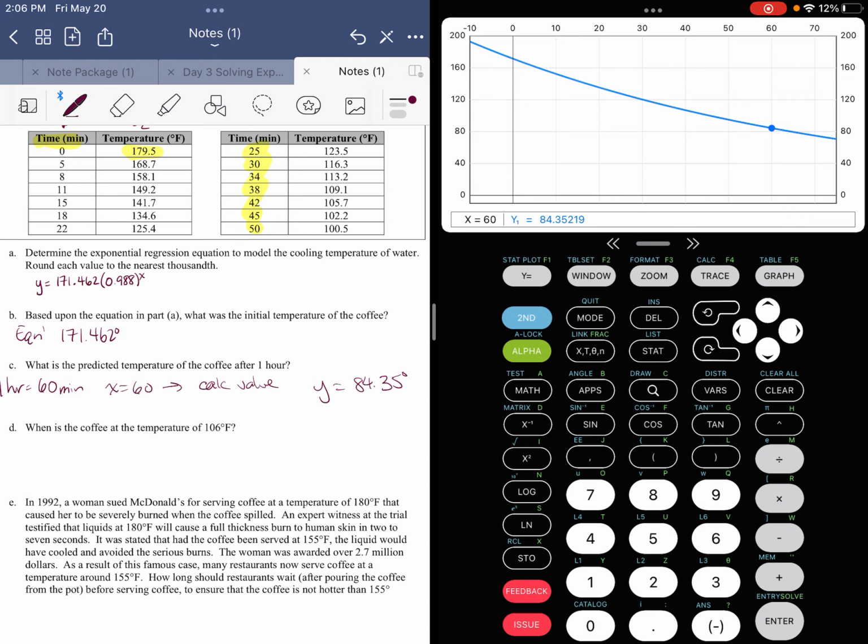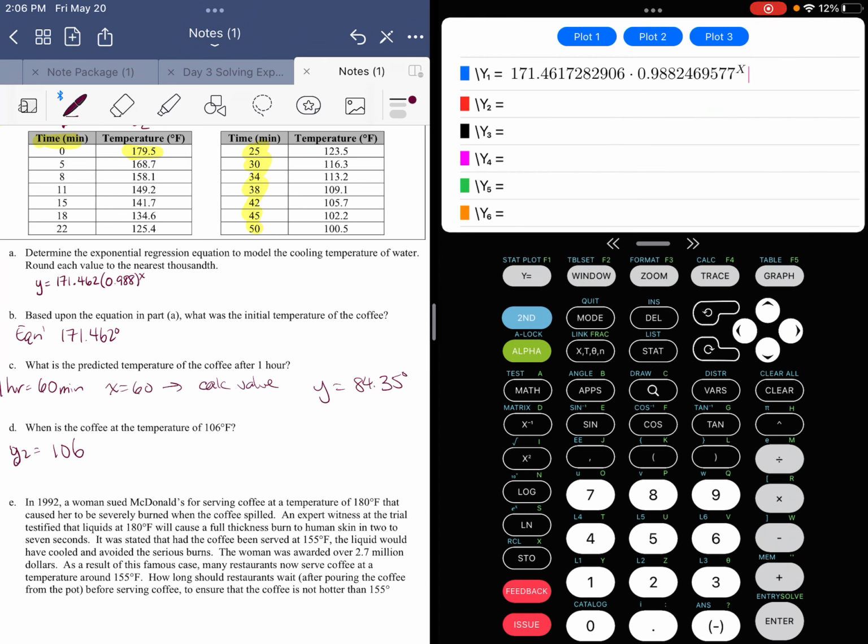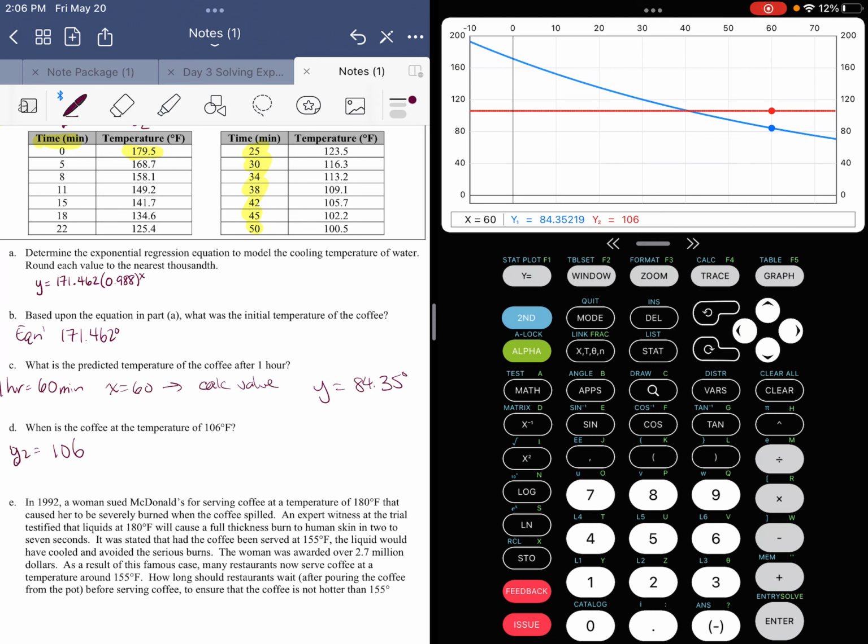When is the coffee at a temperature of 106 degrees Fahrenheit? Well, our degrees Fahrenheit are y values. So here we are going to set y2 equal to 106. So under y equals y2, we go to 106 and graph it, and you should see a line. And we want to get this intersection point.